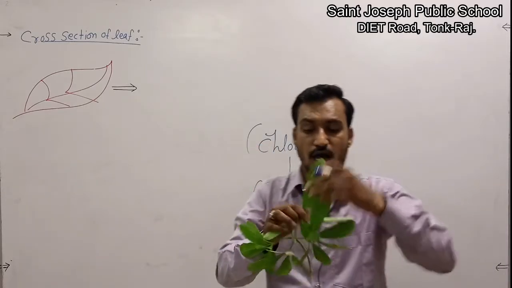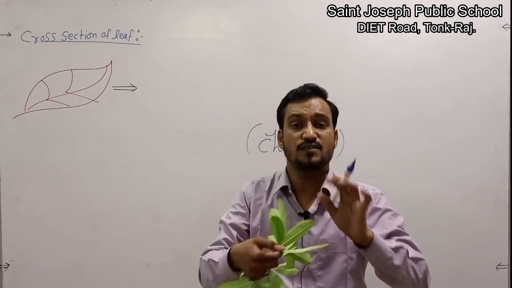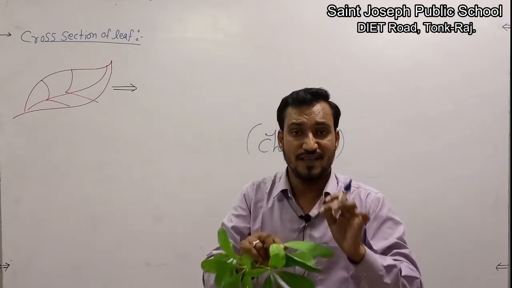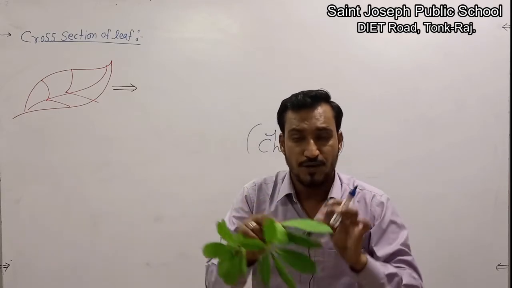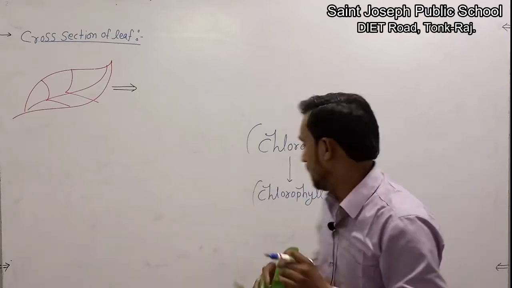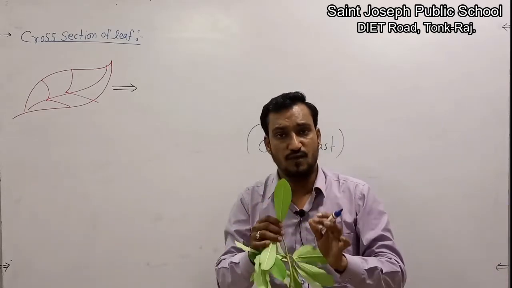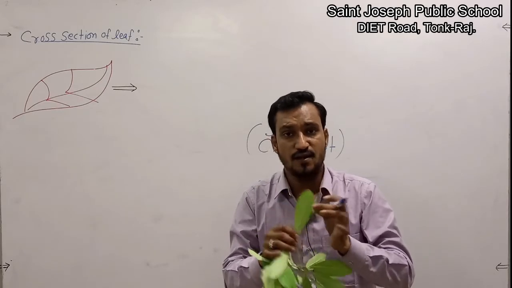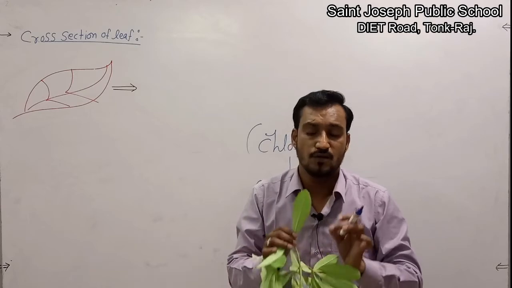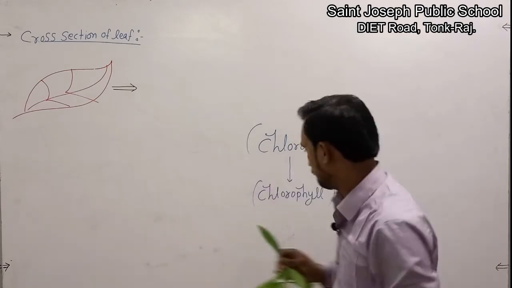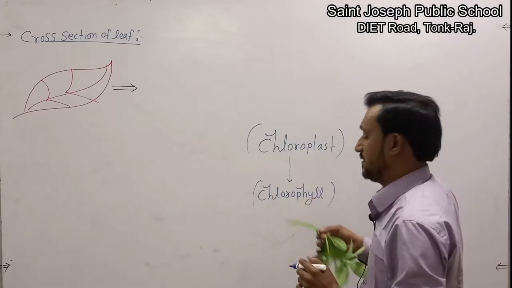Okay. Upper surface dark green, lower surface light green. Upper surface of leaf is dark green due to more amount of chlorophyll. Lower surface of leaf is light green due to low amount of chlorophyll. So this concept is clear. Now let's move ahead.